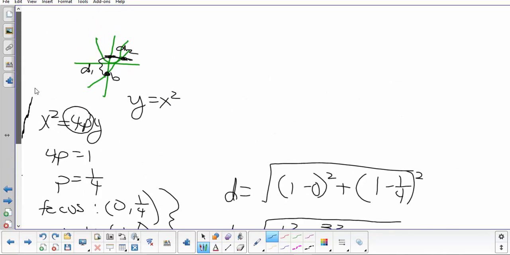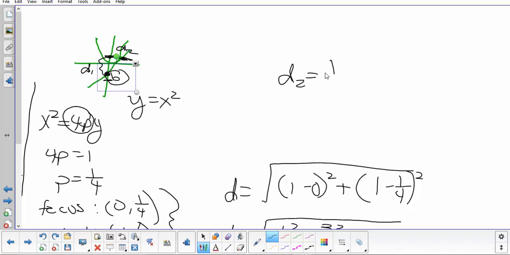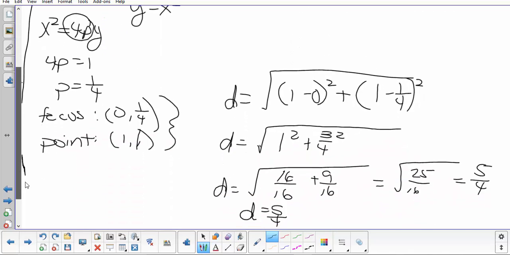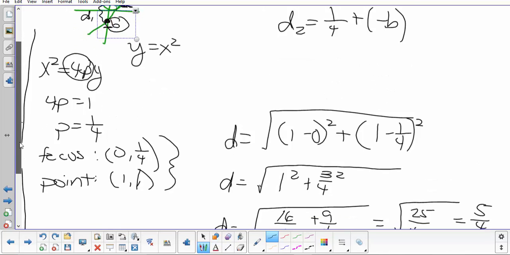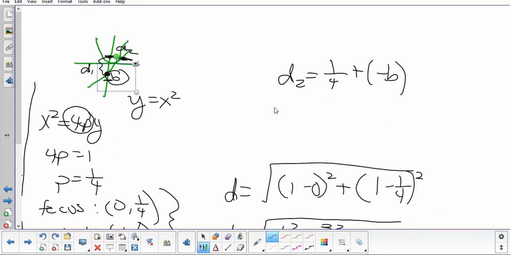Now, my b right here, my y-intercept, since that's going down, it's technically a negative b. So my d2 is going to be 1/4 plus a negative b. Now, we just discovered that the distance is 5/4. And remember, those two distances have to be the same. So it tells us that 5/4 is equal to 1/4 minus b. So that means that negative b is 1, so b is -1.